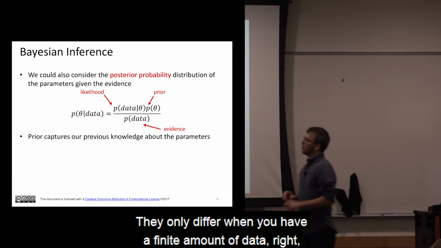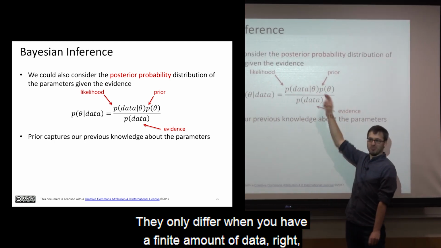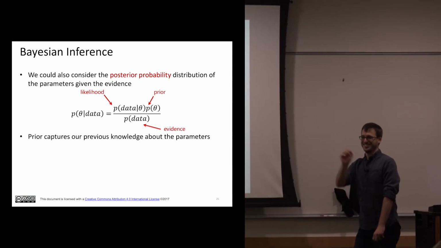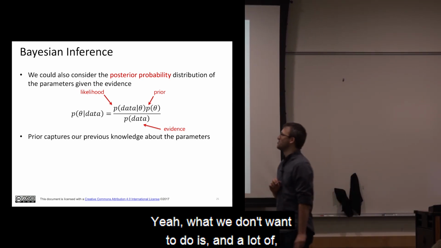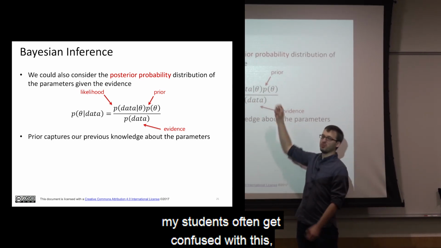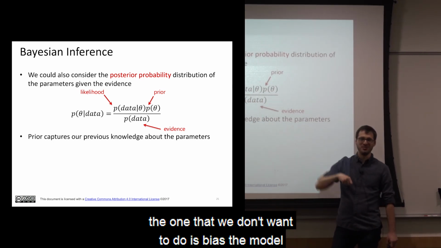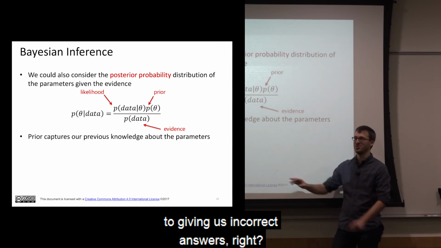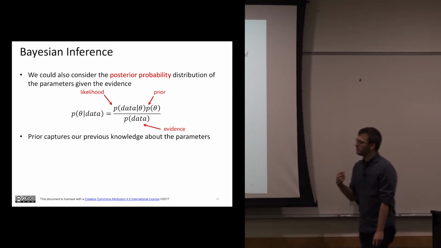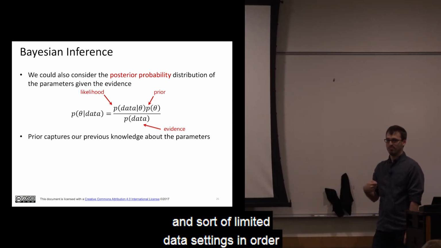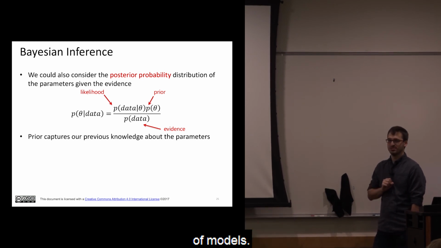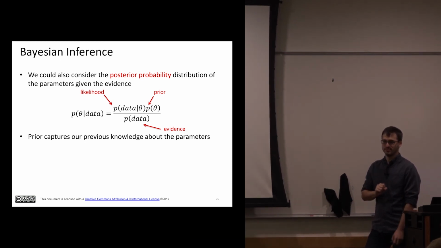They only differ when you have a finite amount of data, where the prior might bias you towards something else. Good. So what we don't want to do, and a lot of my students often get confused with this, is bias the model to giving us incorrect answers, right? We don't want to do that. The idea is that the prior just helps us correct in limited data settings in order to prevent what we would typically call overfitting of models. Other questions?